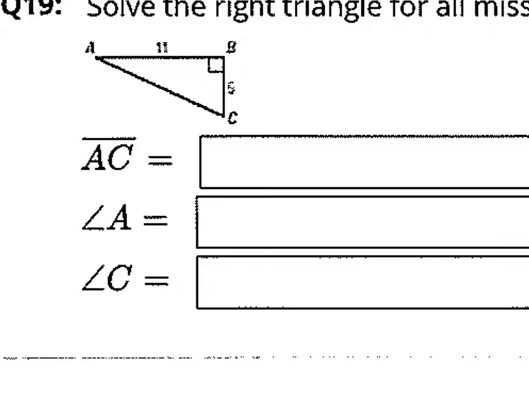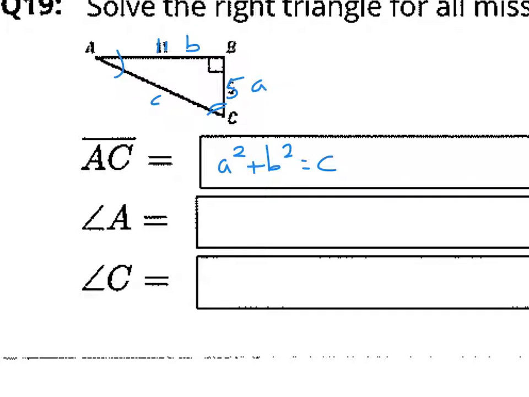Okay, question number 19. To find the side AC, you're going to use Pythagorean theorem. So remember, this would be a, and this is a 5. That's 11. This would be b squared. This would be c squared, okay? To find the measurement of these angles, okay, we're going to use some trig.